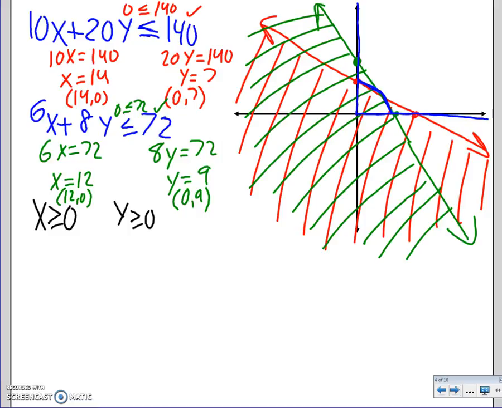So there are a couple points I need. I need the origin. I need this intersection, this intersection, and this intersection right here. So the rest of our graph does not matter. Only this part matters. So we're going to use Desmos to figure out what those points are.